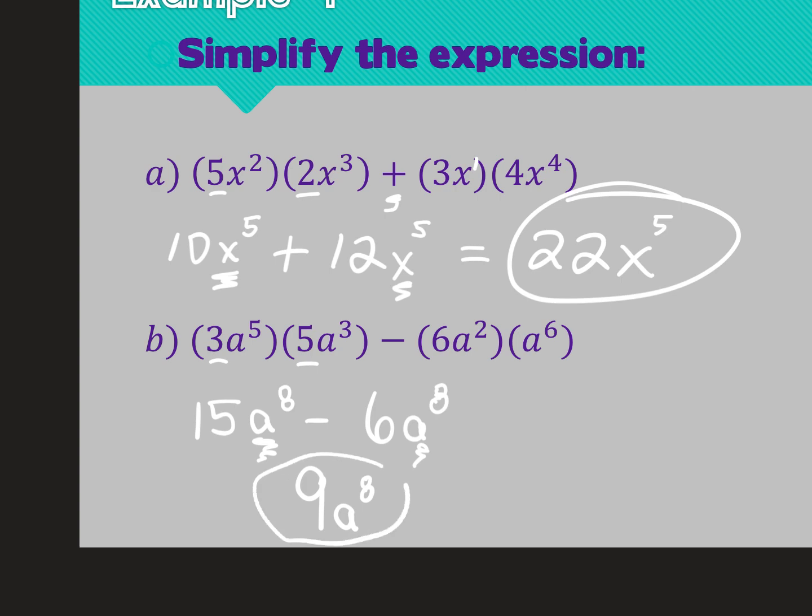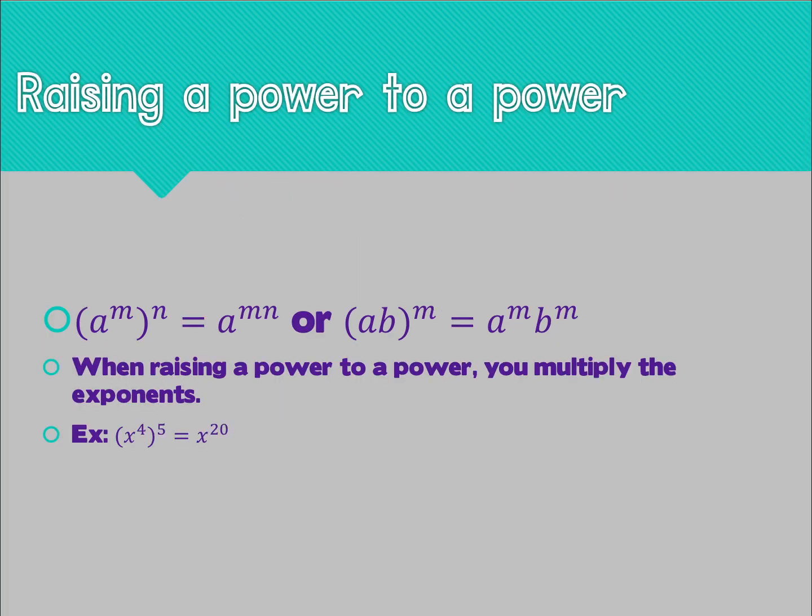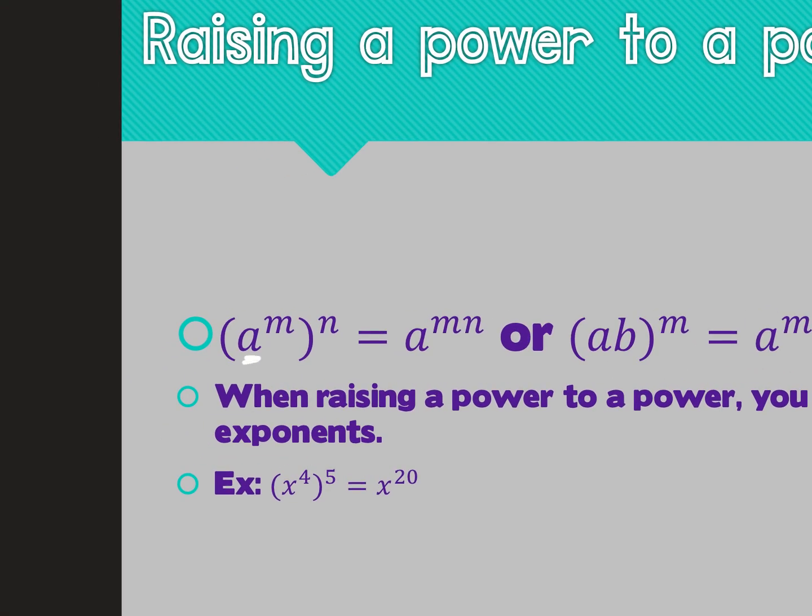Now, the second thing we want to talk about in this lesson is not multiplying bases that are the same, but raising a power to a power. So in this case, you have a base, like here is my base of a, and here is my exponent that I'm raising a to. But then I'm taking the whole expression and I'm raising it to an additional power.